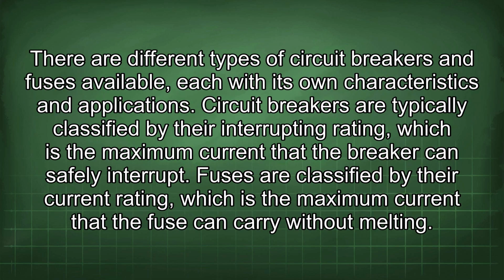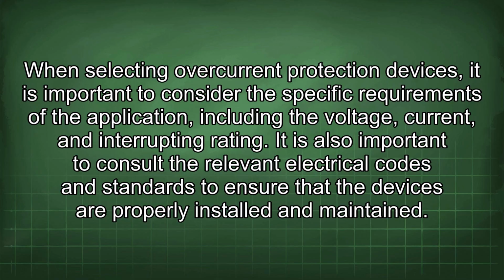There are different types of circuit breakers and fuses available, each with its own characteristics and applications. Circuit breakers are typically classified by their interrupting rating, which is the maximum current that the breaker can safely interrupt. Fuses are classified by their current rating, which is the maximum current that the fuse can carry without melting. When selecting overcurrent protection devices, it is important to consider the specific requirements of the application, including the voltage, current, and interrupting rating. It is also important to consult the relevant electrical codes and standards to ensure that the devices are properly installed and maintained.